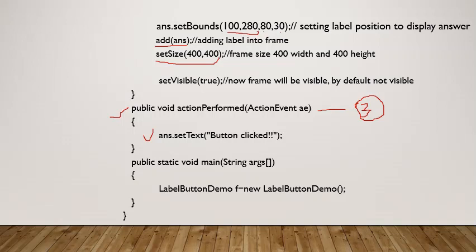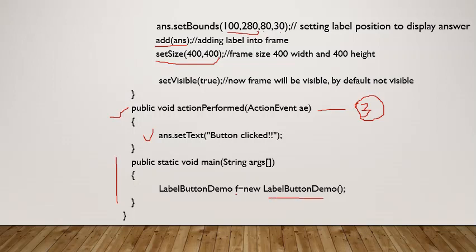But if you do not write the main method, your program won't be executed, as the main method is the one from which any program execution starts. The only statement we have written here is creating the object of the program class. Our class name is LabelButtonDemo, so LabelButtonDemo, the object name, is equal to new LabelButtonDemo.